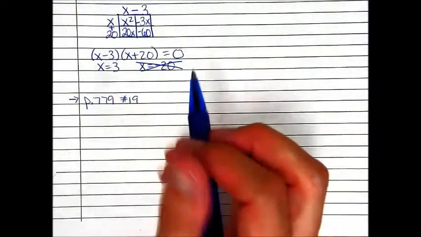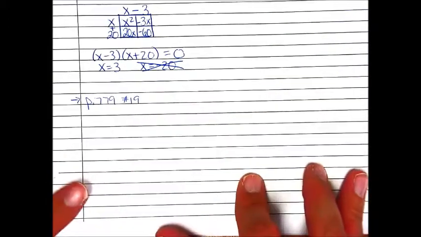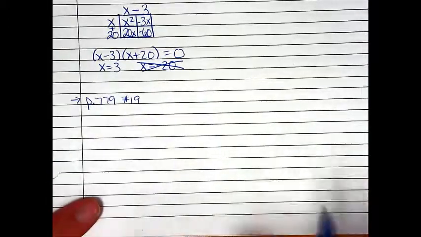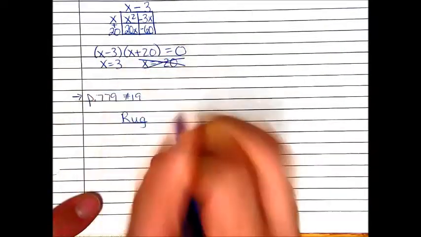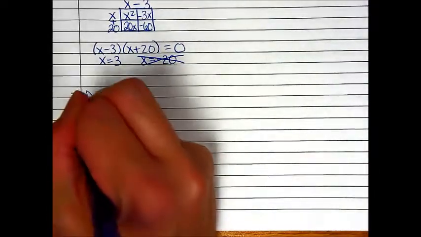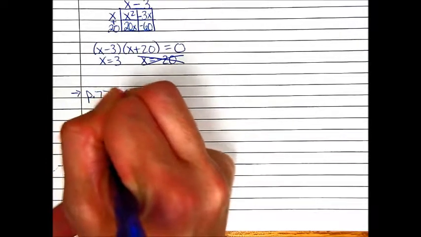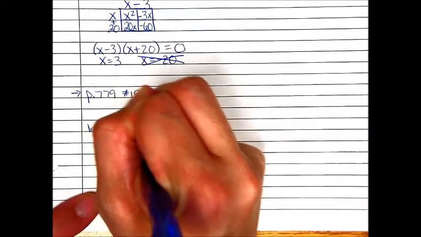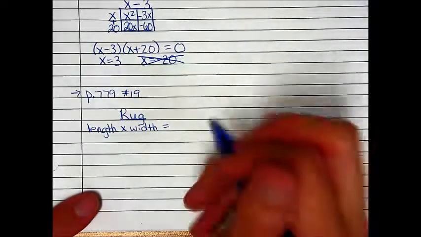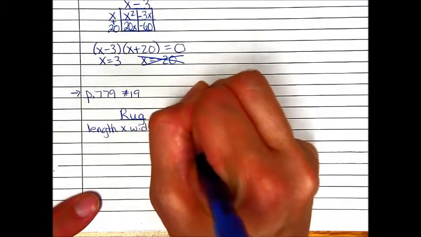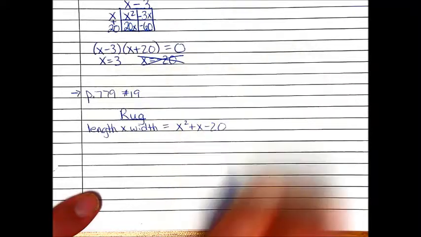They're talking about a Persian carpet. It's like a rug. So in other words, let's jot this down. Would you agree that to find the area of the rug, you do the length times the width, right? And they have told you that the area of that rug is x squared plus x minus 20.